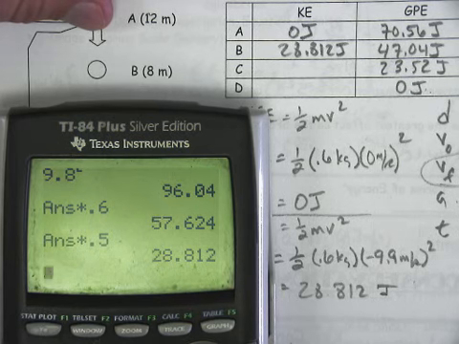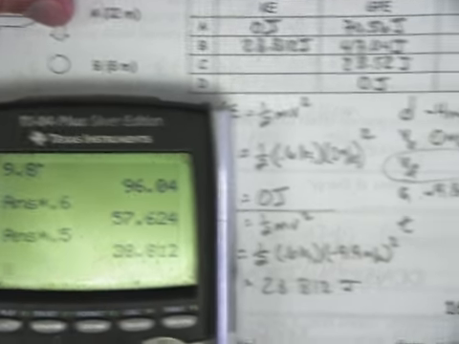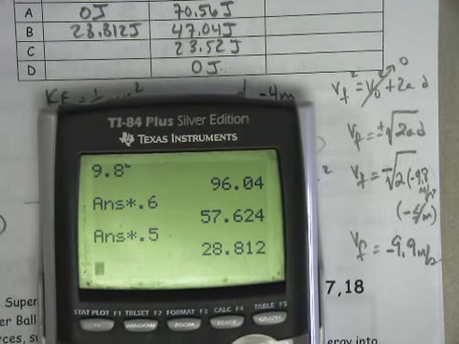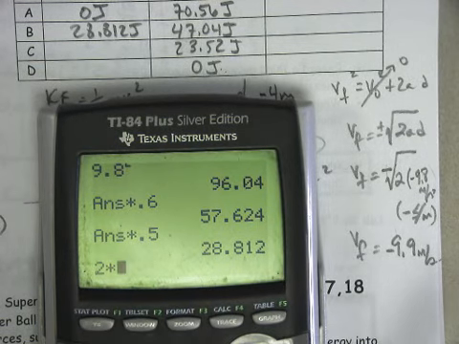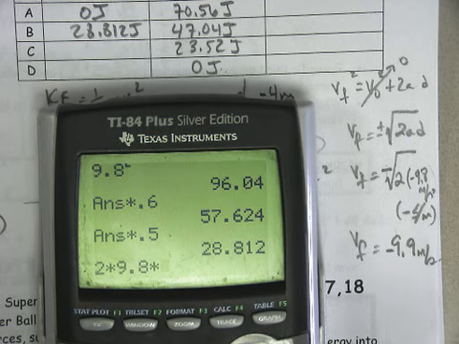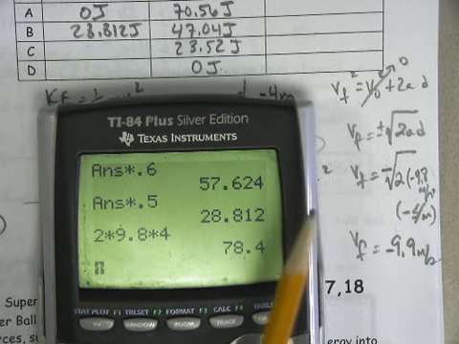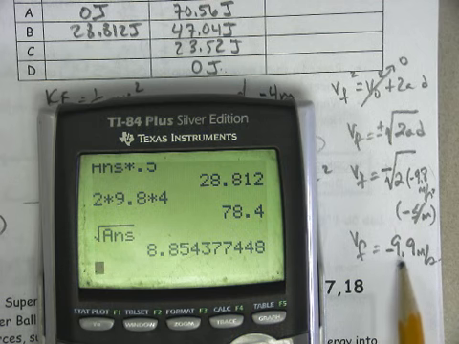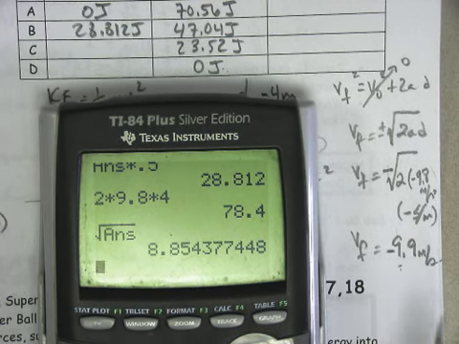Now I'm just making sure I didn't make a mistake, because I feel like I made a mistake. Did I do this right? I'm going to double check my calculations real quick over here. So it's 2 times 9.8 times, I think we said 4 meters. Yep. I'm going to take the square root of that. And I did make a mistake. Let me double check that one more time.